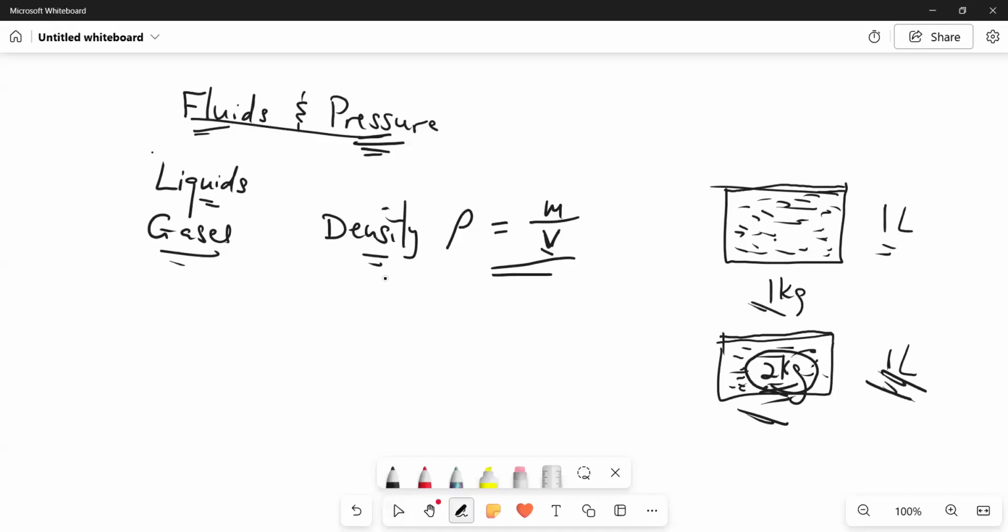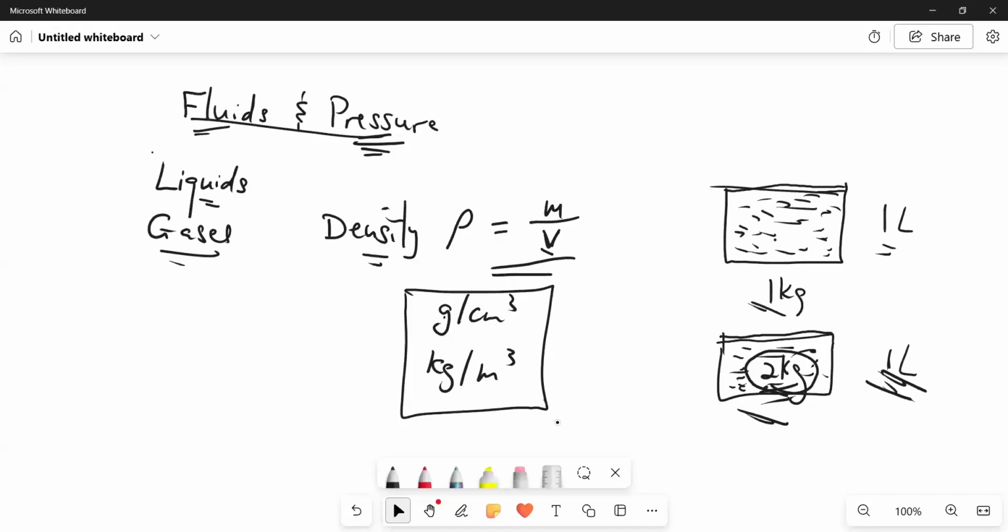So density is equal to mass over volume. The more mass that can fit into a particular volume, well, then that thing is denser. And the unit can either be grams per cm cube or kilograms per meter cube. These are the two units you will see the density of substances being expressed in. Grams per cm cube or kilogram per meter cube.